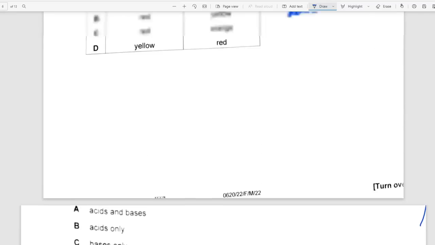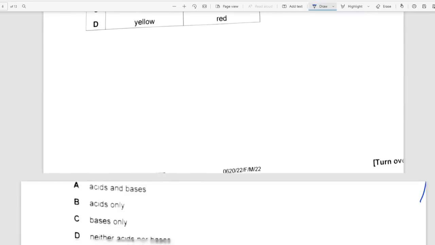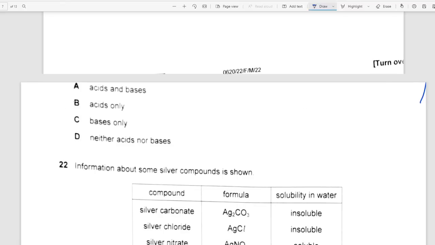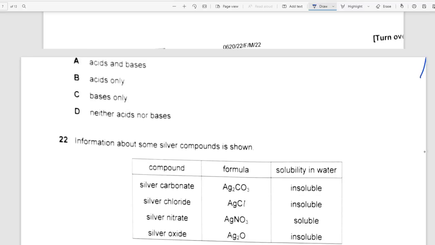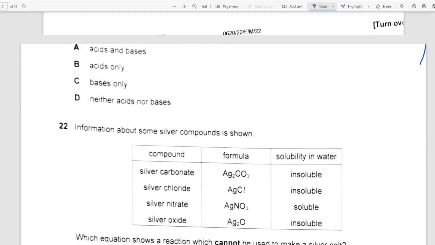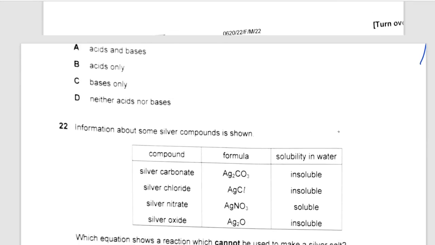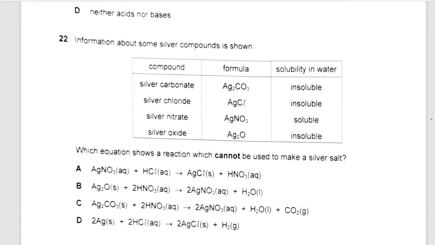Now I'm sorry for skipping question 21. It seems like the picture taken for this examination cut out the question, so unfortunately I will not be able to do question 21. So for now, just ignore that. But hopefully when it's officially released, you can go over this question. We move on to question 22.